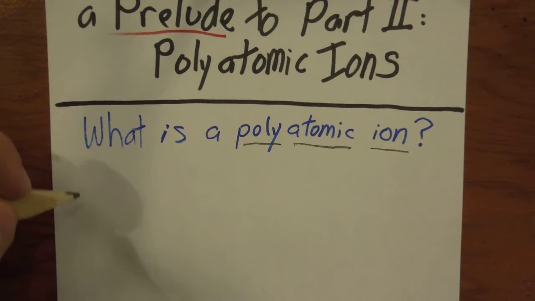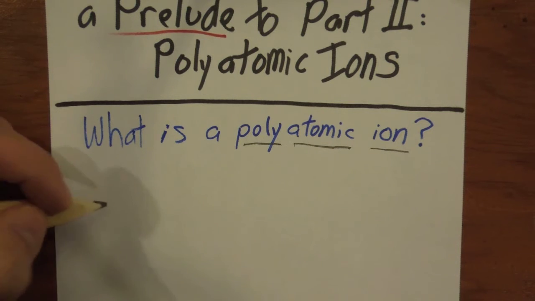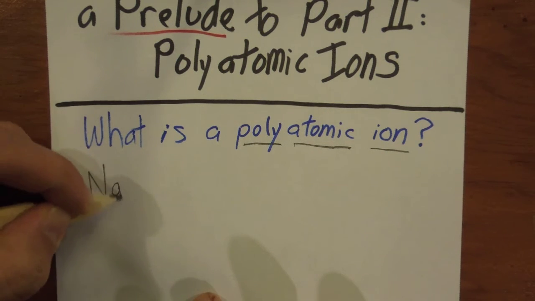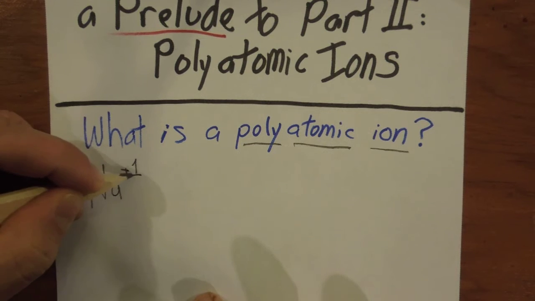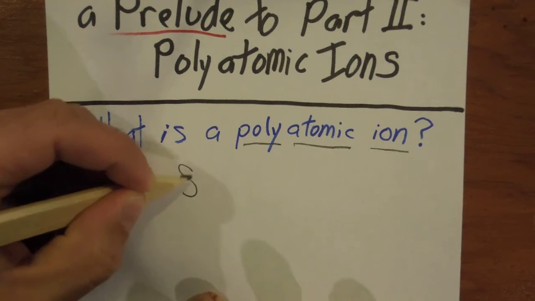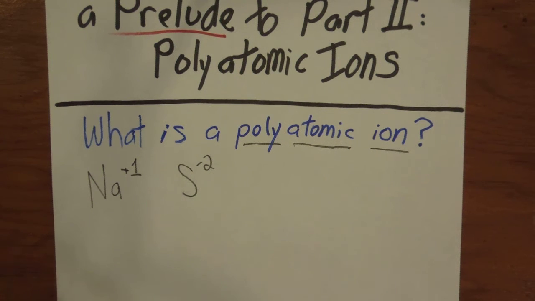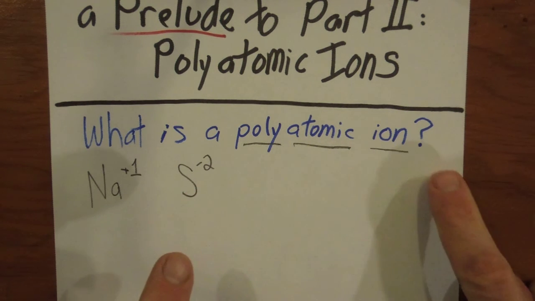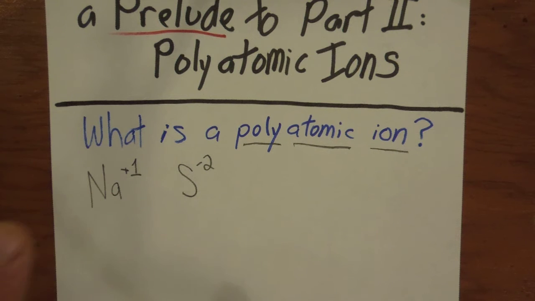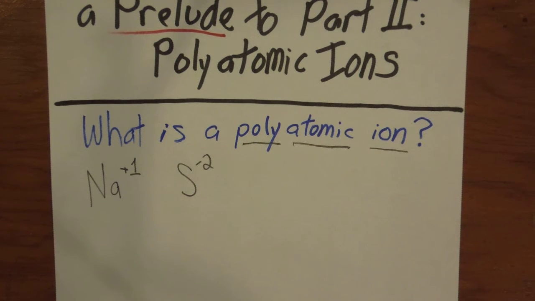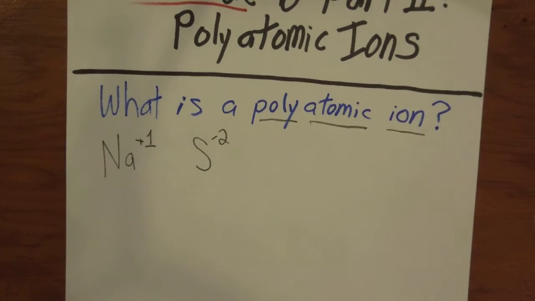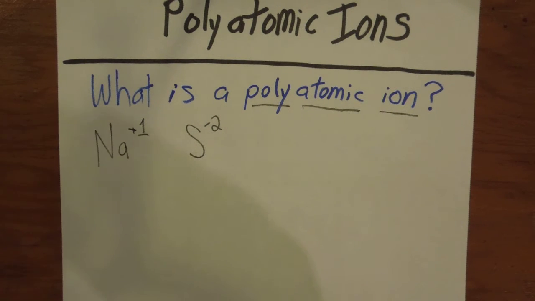Up till now, you've been studying or looking at monoatomic ions, such as the sodium ion with a +1 charge, or the sulfide ion with a -2 charge. These are what we call monoatomic ions because they are charged particles, hence the name ion, but they're each only made of one atom. So what is a polyatomic ion? Well, let me show you by example.